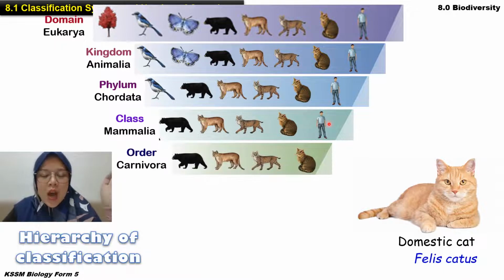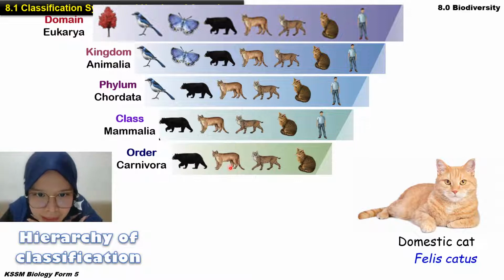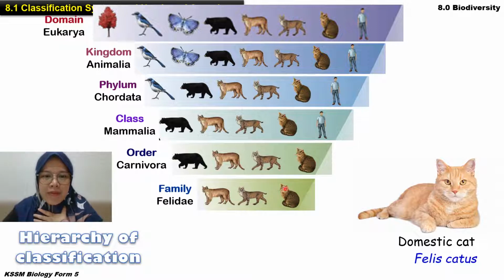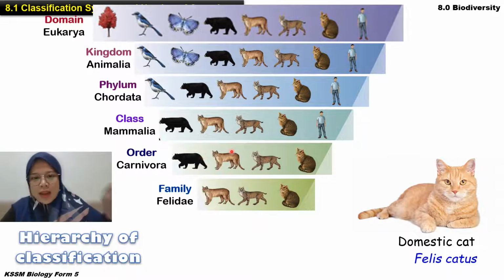Next, order. Carnivora. So we classify as carnivore. Humans are not carnivores, we are omnivores. We eat plants and also animals. So we cannot be classified in order Carnivora. So what remains are these 4: the black bear, I think it's a cheetah, and then tiger and also the cat. And then family, we classify into Felidae. So the bear is not under the family Felidae, so it is also pushed aside.